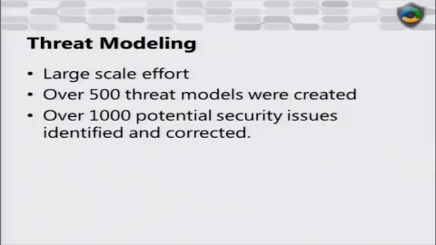The next big one in terms of design is doing threat modeling. You can't protect your software if you don't know the threats that you are mitigating against. So there was a large-scale effort for the whole Office division, creating over 500 threat models, and all of those were reviewed, and we found over 1,000 potential issues that were fixed during the design phase. So really impressive effort.